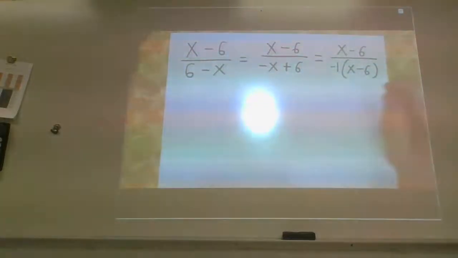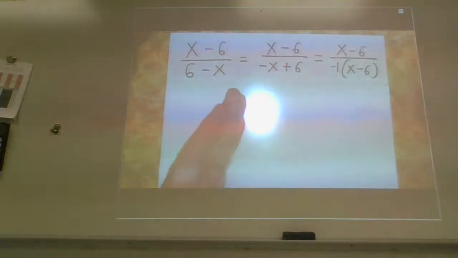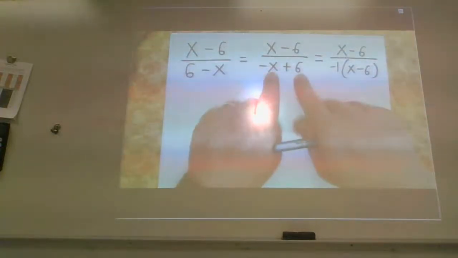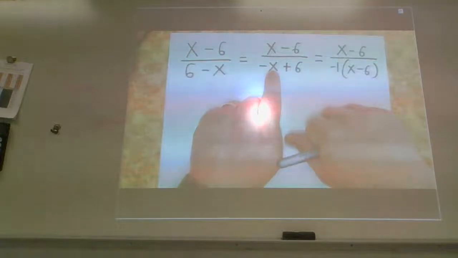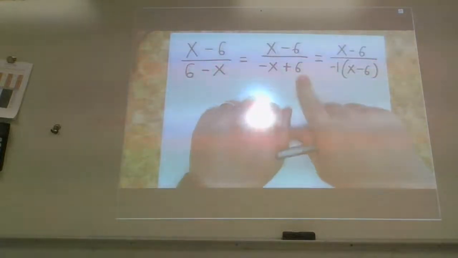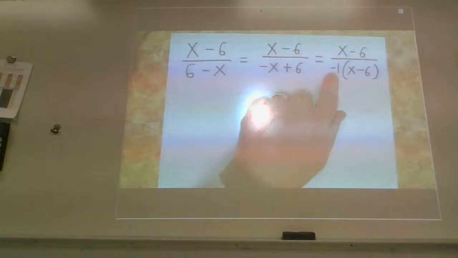When you take out a greatest common factor, you are to divide both terms by that factor. I divided both of these terms by negative 1. If you divide this by negative 1, I can't say it. If you divide that by negative 1, that becomes positive x. And if you divide that by negative 1, it becomes negative 6. And I left that negative 1 sitting out front as a greatest common factor.